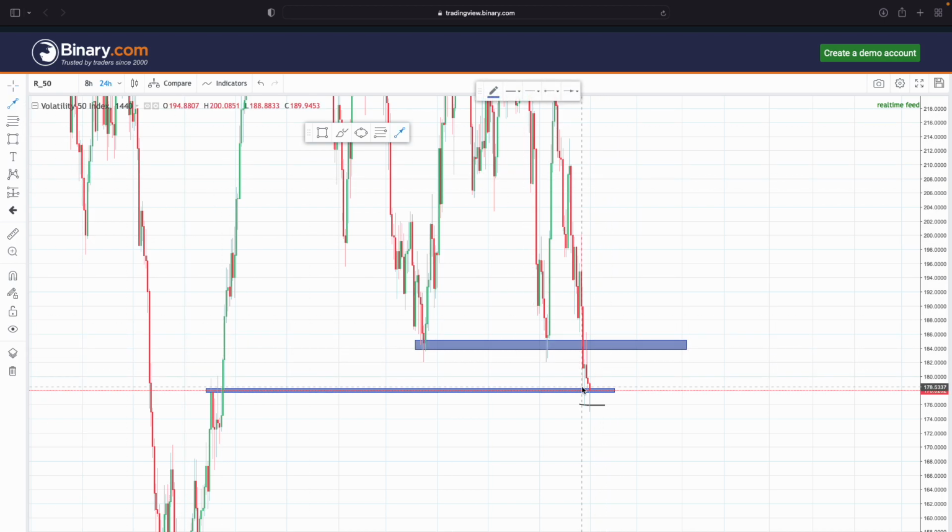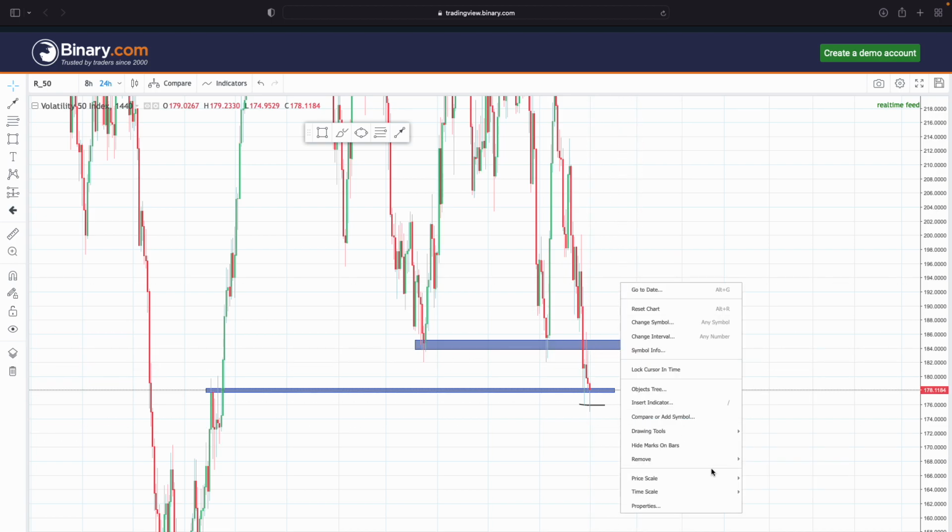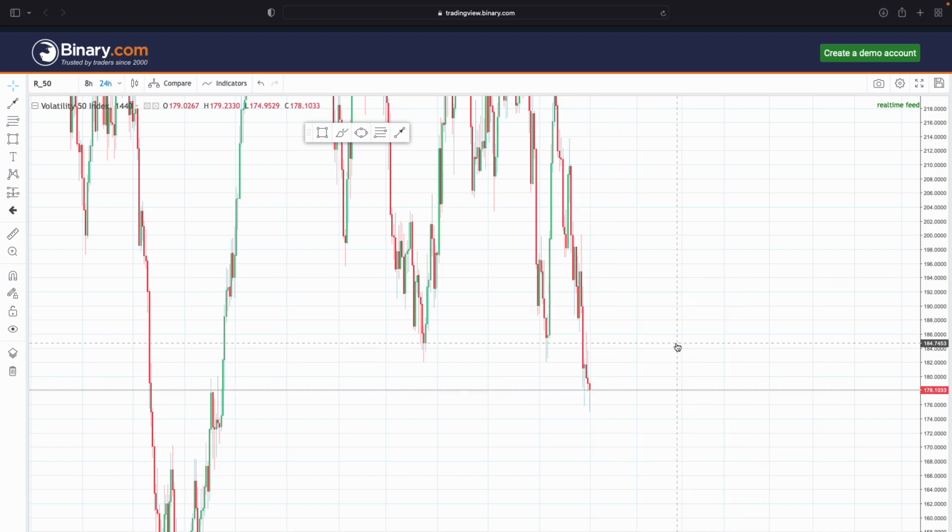But based off where I'm sitting now, I would say that we can expect this market to continue higher first, and then from there we can start monitoring price action and look for that potential move to the downside there as well. Let me just remove all of this.